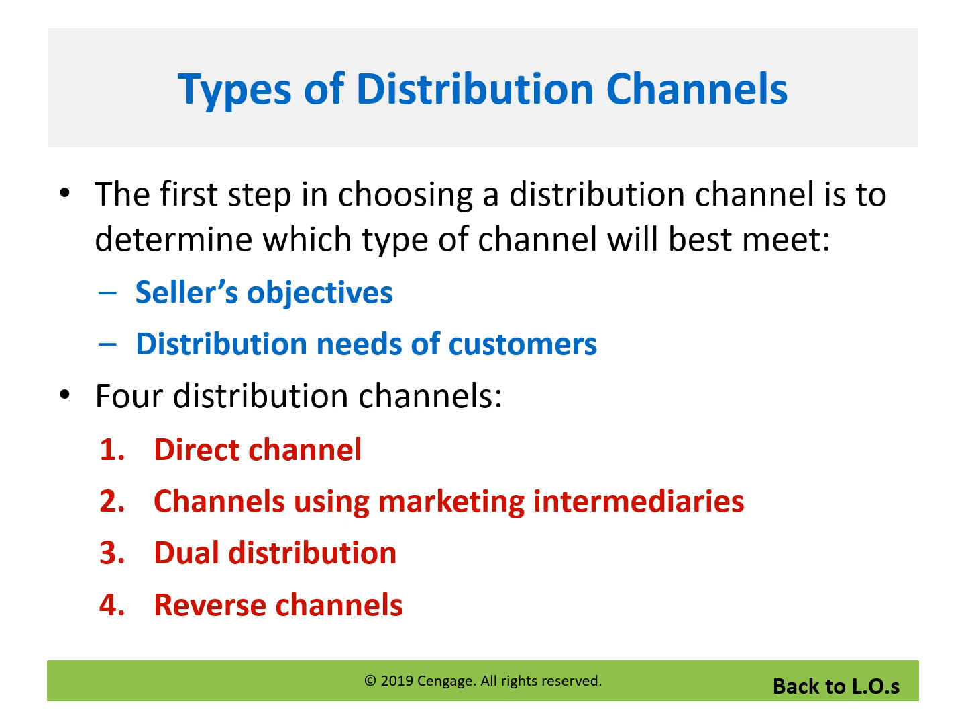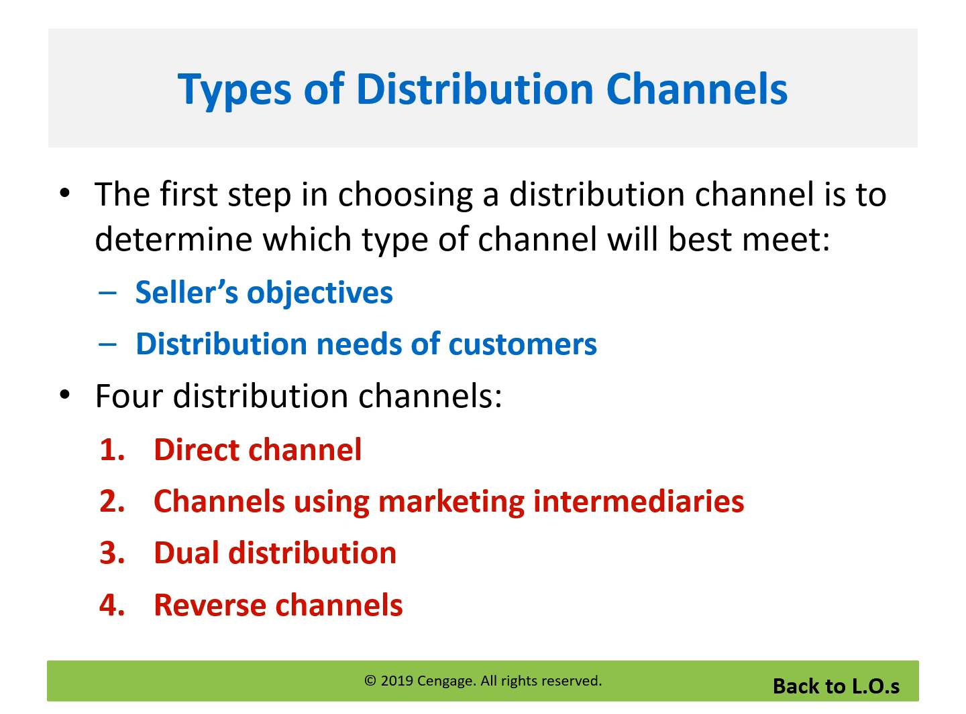So, what are the 4 types of distribution channels? The first step in choosing a distribution channel is to determine which type of channel will best meet the seller's objectives and distribution needs of customers. No single channel best serves the needs of every company. Instead of searching for the best channel for all products, a firm must analyze channels in light of consumer needs to determine the most appropriate channel or channels for the firm's goods and services.